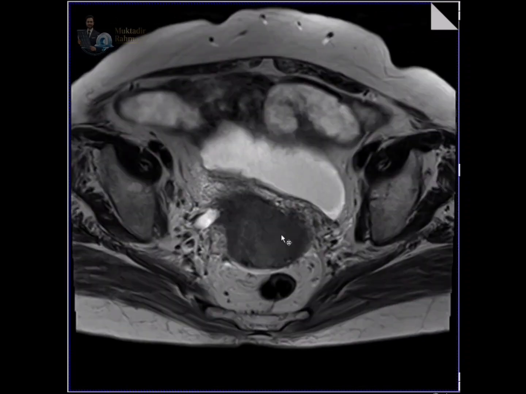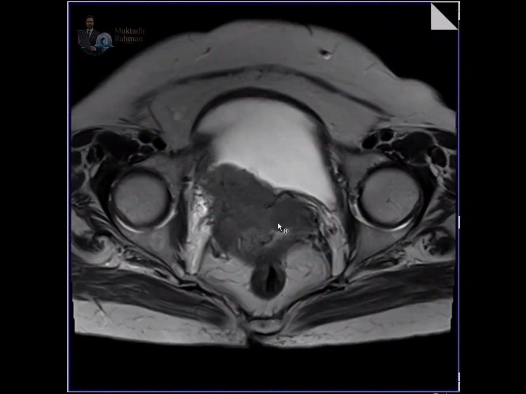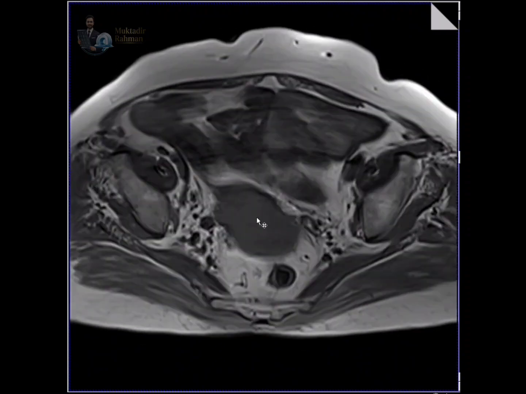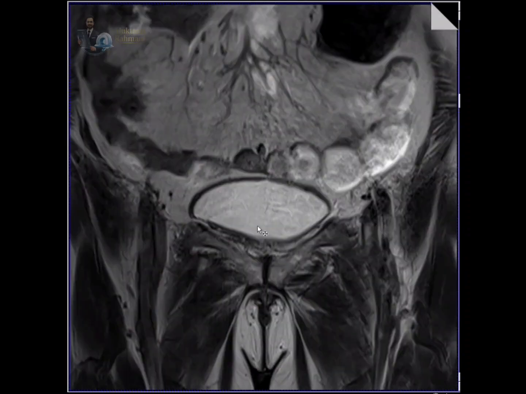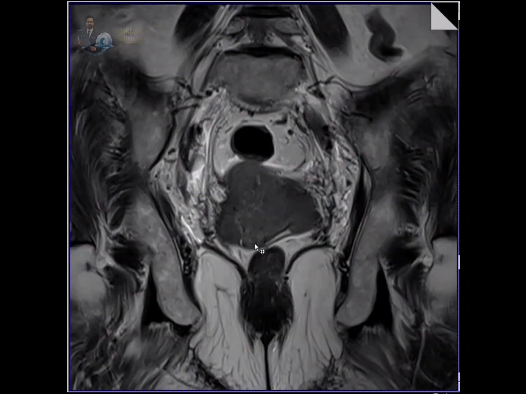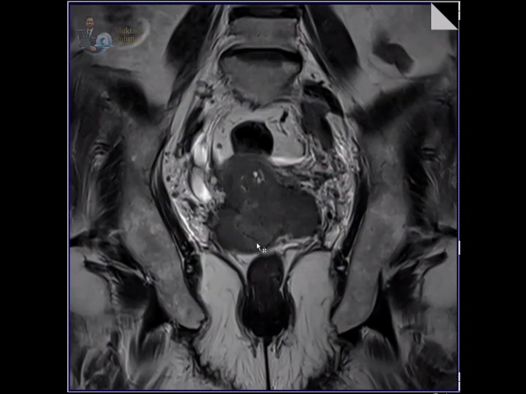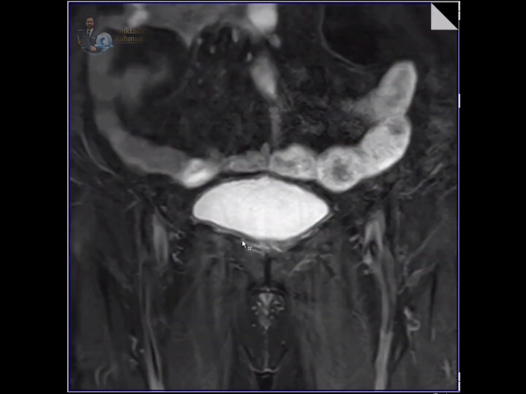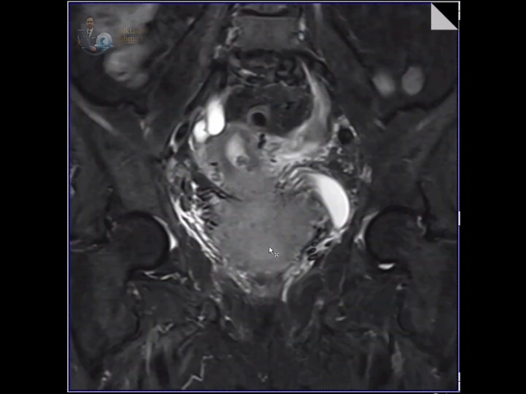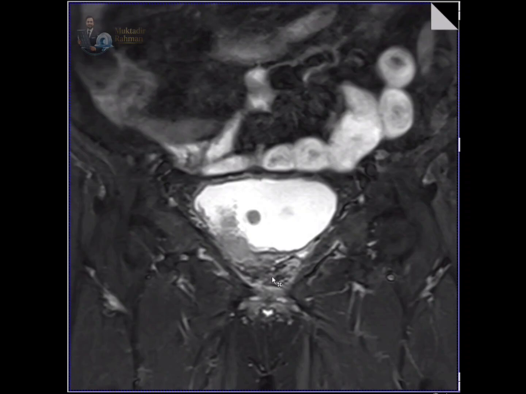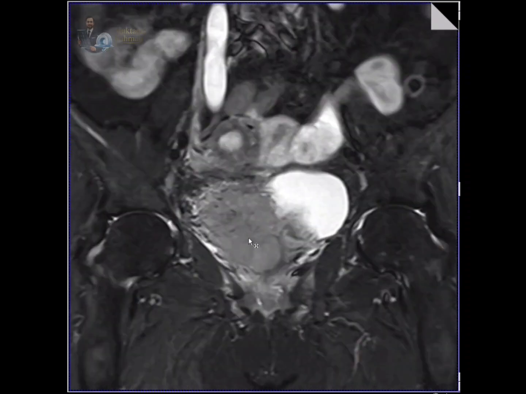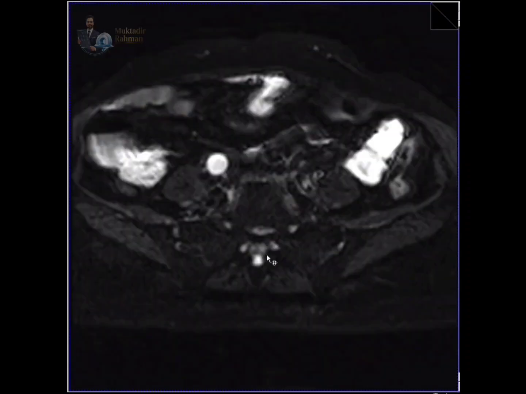And this is T2 axial images. Look here. Now T1 axial images. Look here. And now another image is showing here. This is T2 coronal images. And another is STIR coronal images. And now nicely look here, the pathology is here right now.